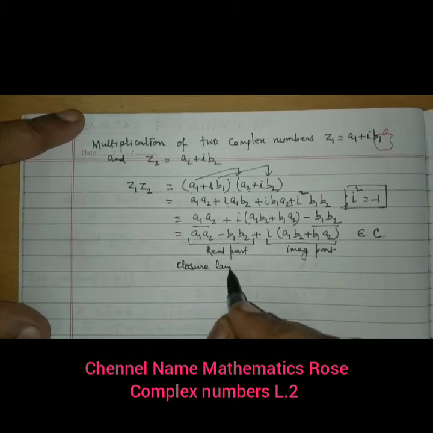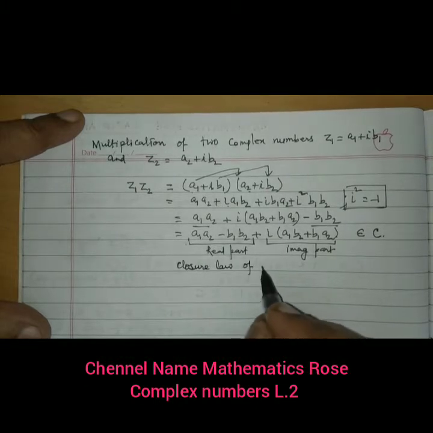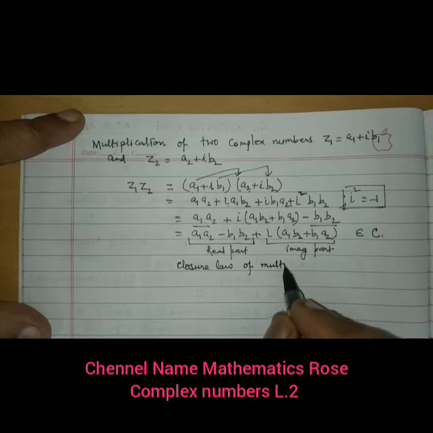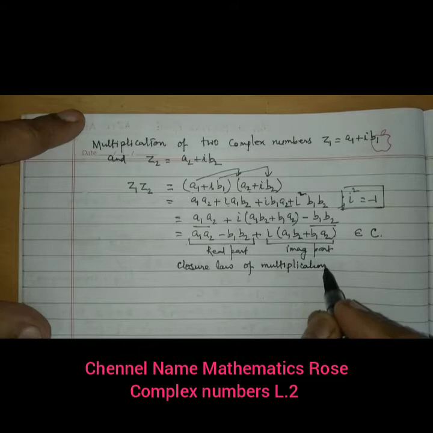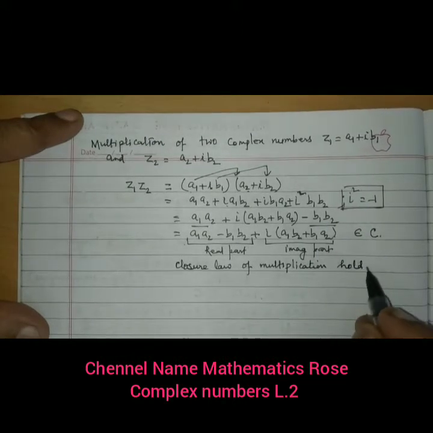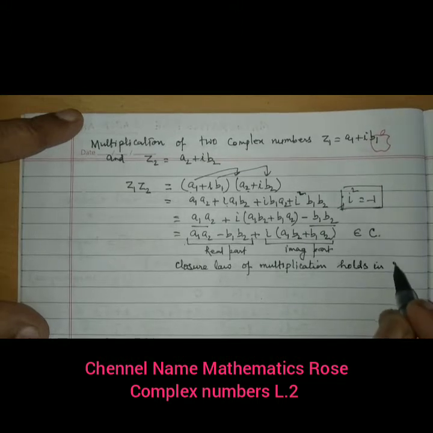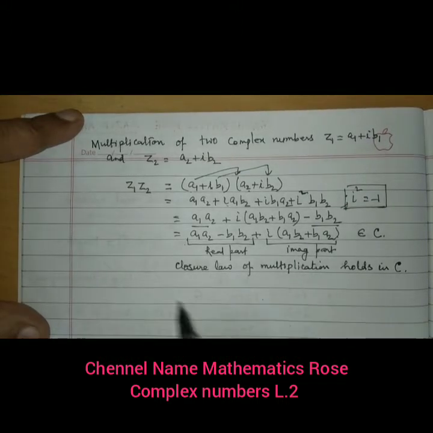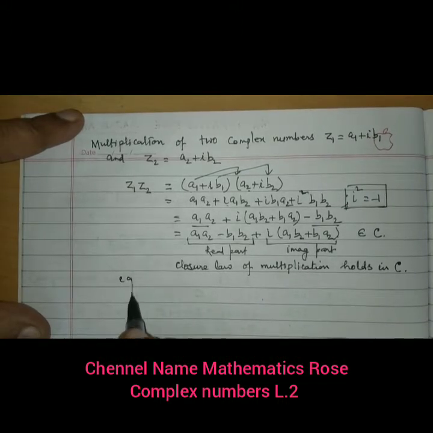law of multiplication. Here multiplication holds in complex numbers, in C. C means complex number. अब हम एक एग्जाम्पल ले लेते हैं.